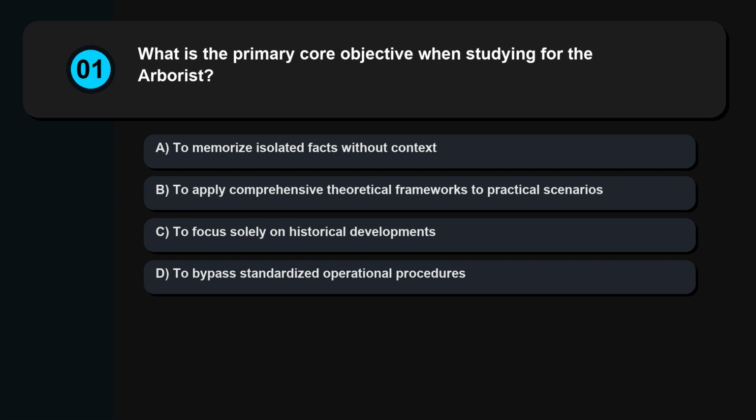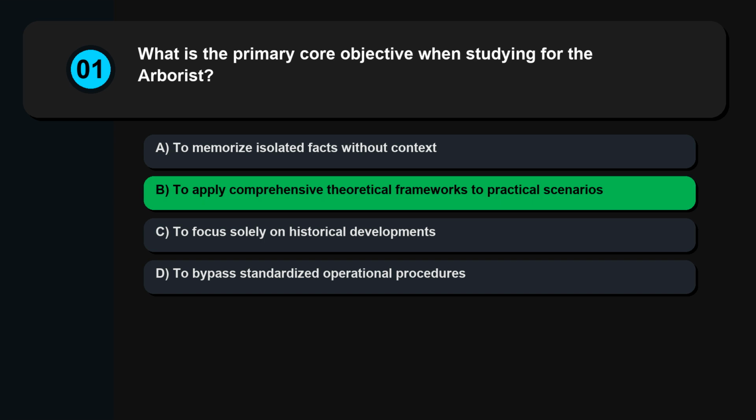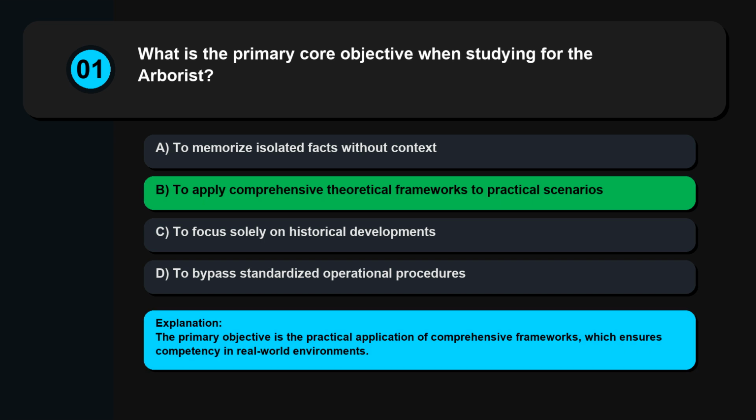Question 1. What is the primary core objective when studying for the arborist? To memorize isolated facts without context. To apply comprehensive theoretical frameworks to practical scenarios. To focus solely on historical developments. To bypass standardized operational procedures. The primary objective is the practical application of comprehensive frameworks, which ensures competency in real-world environments.